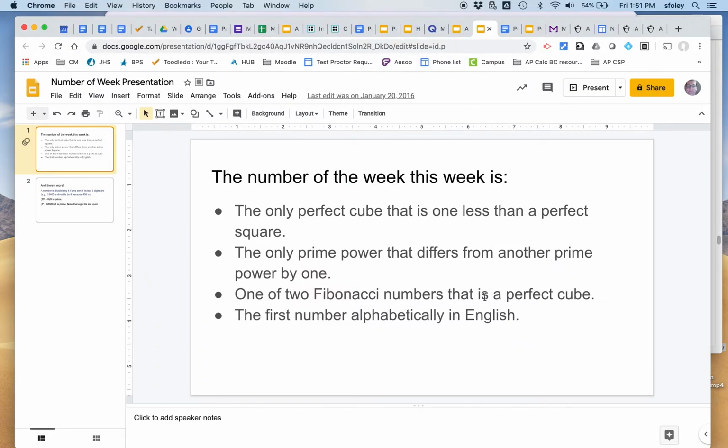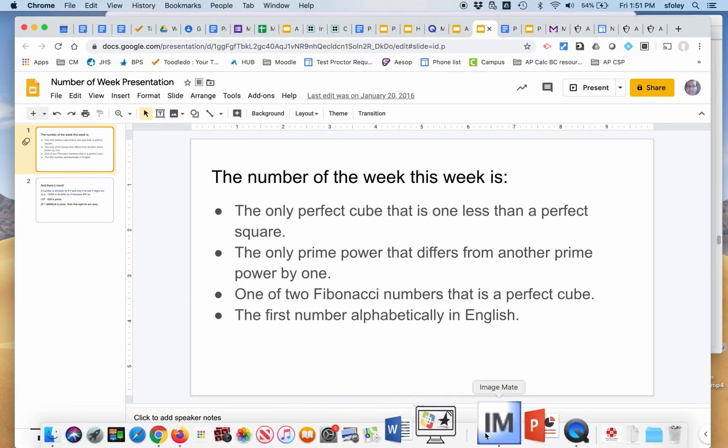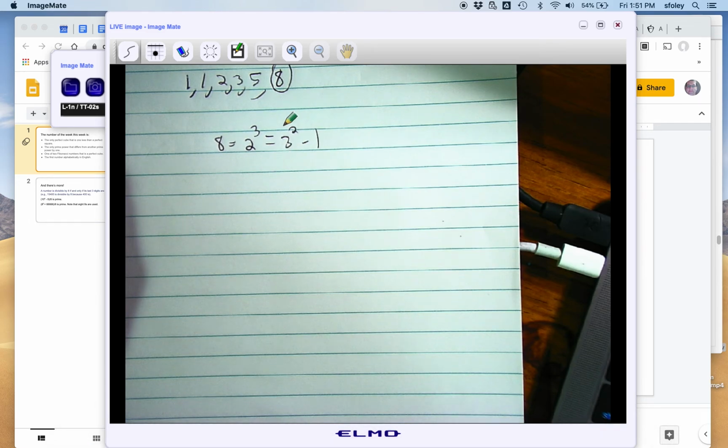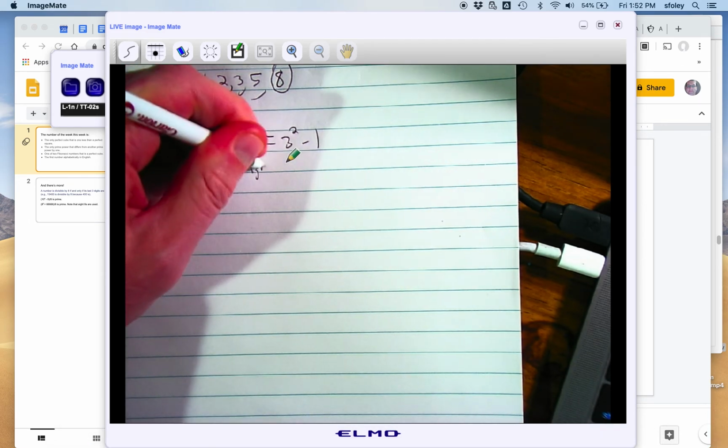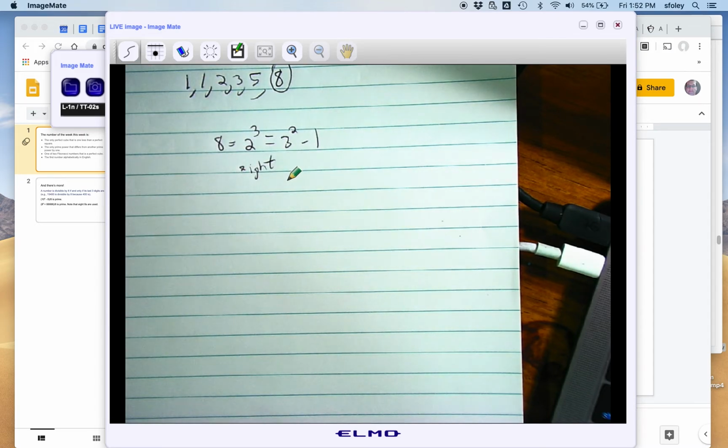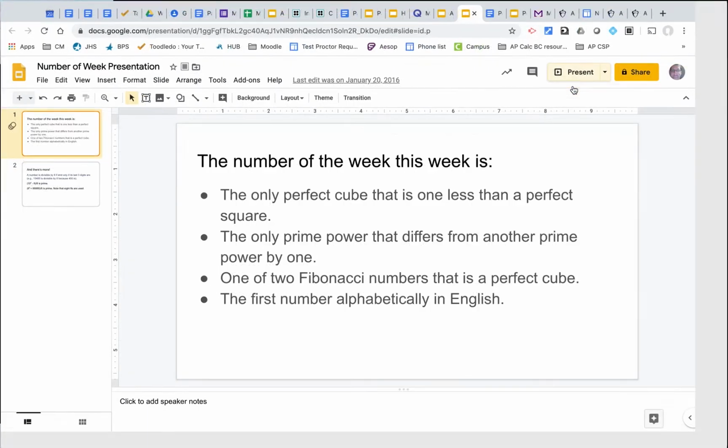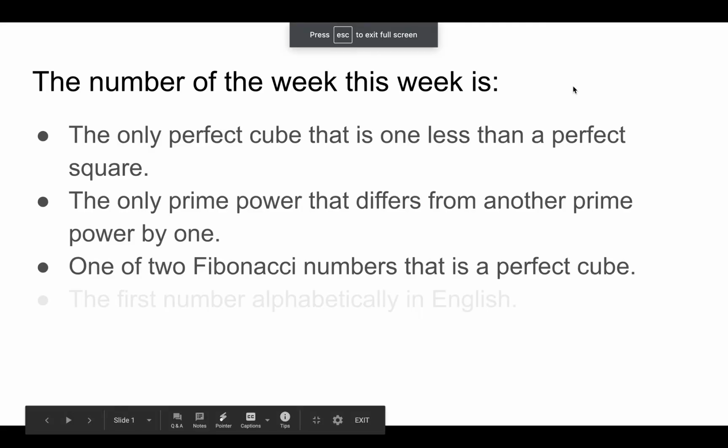What else? It's a prime power, and so it's 2 to the third. That's a prime power. And it differs from another prime power by 1, so 3 squared is a prime power. And of course, 8 starts with E-I, and that beats other things like 11 and 4 and 5 and so forth that you might have thought of. And a couple other things just sort of fun about 8.